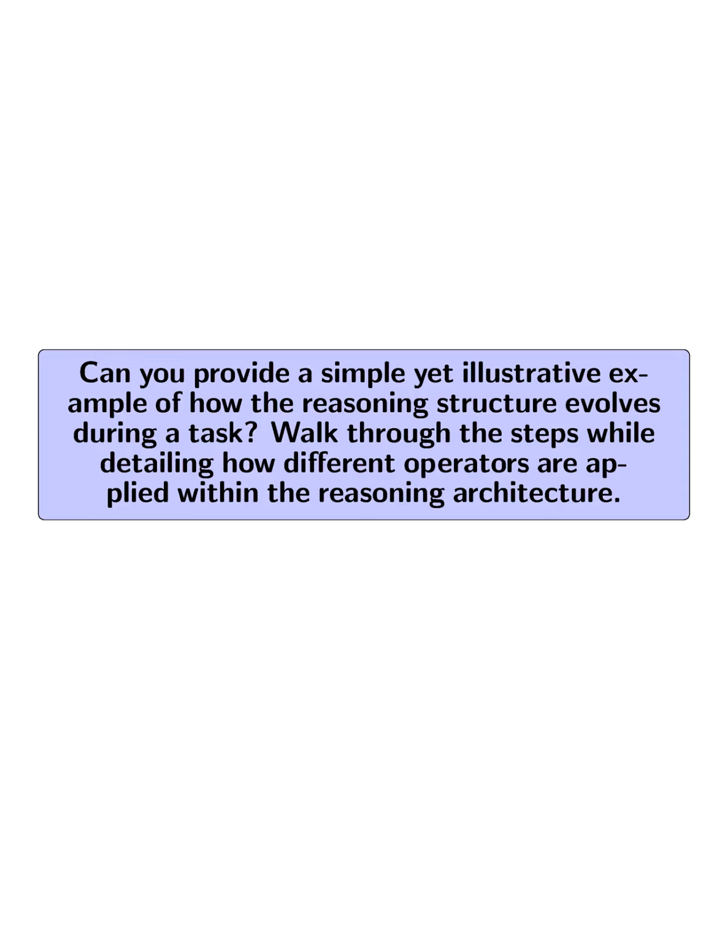Can you provide a simple yet illustrative example of how the reasoning structure evolves during a task? Walk through the steps while detailing how different operators are applied within the reasoning architecture.